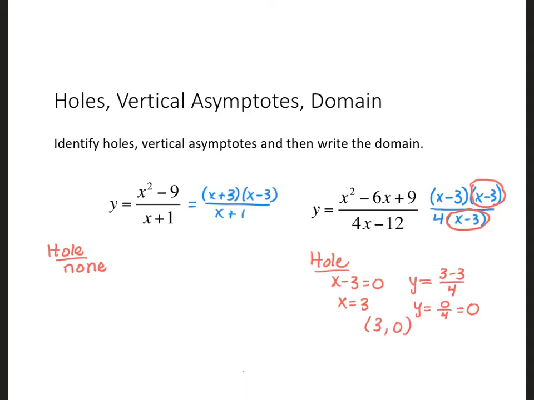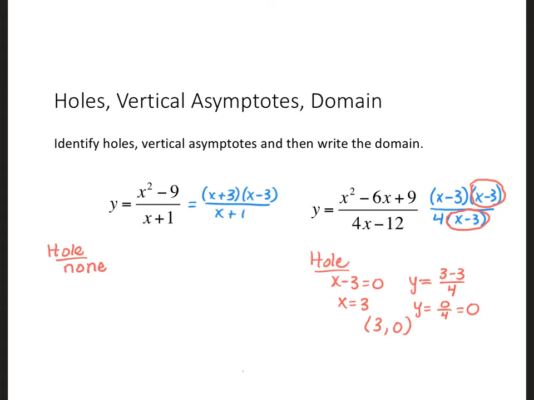Okay, our first graph of this rational function is actually not going to have a hole at all. I don't have a factor that matches in the top and the bottom, so I can say that there is no hole in this graph. And some functions will have some features, but not all features. So this is a graph that won't actually have a hole.